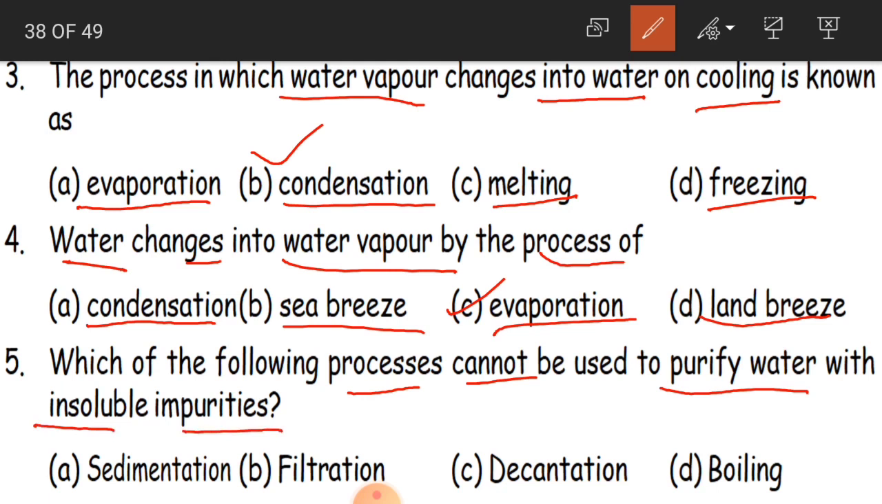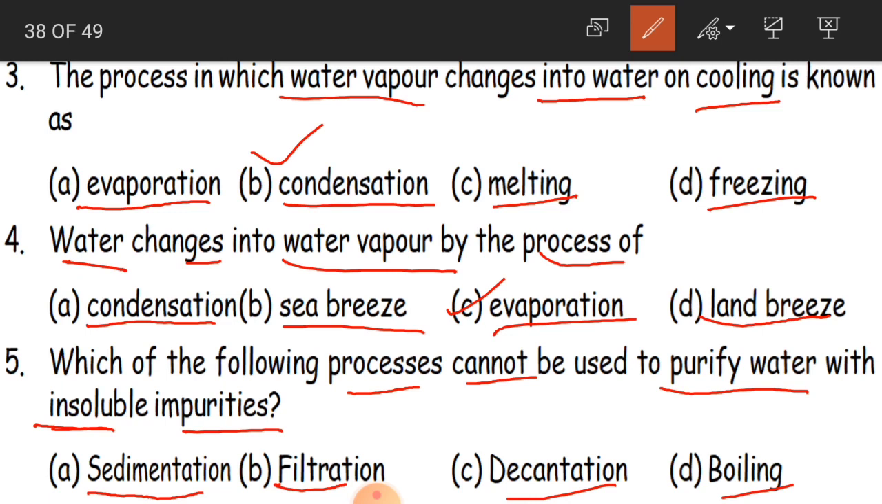Now the fifth question, which of the following processes cannot be used to purify water with insoluble impurities? We have already learned that there are some methods to purify water. Here we have to purify water with insoluble impurities, which are not going to dissolve in the water. By which process we cannot purify water with insoluble impurities, like sand, dust and all that. Is it sedimentation, filtration, decantation or boiling?